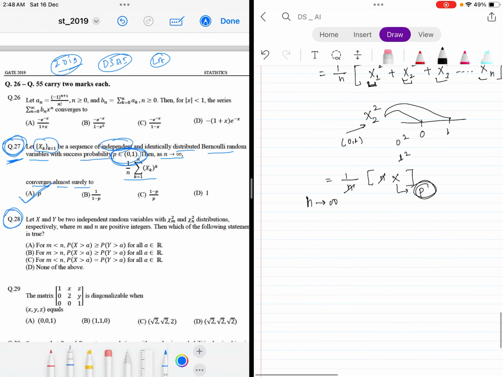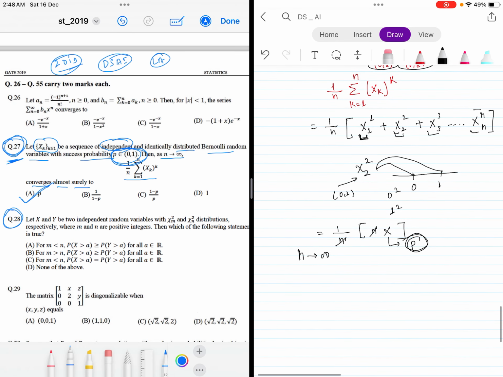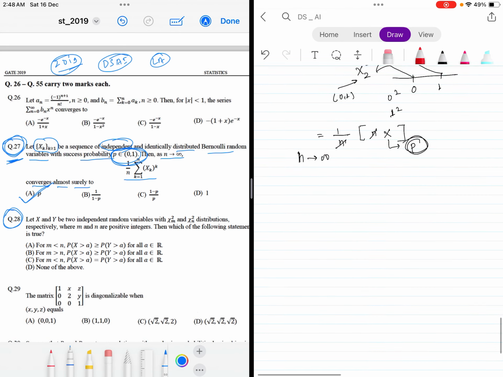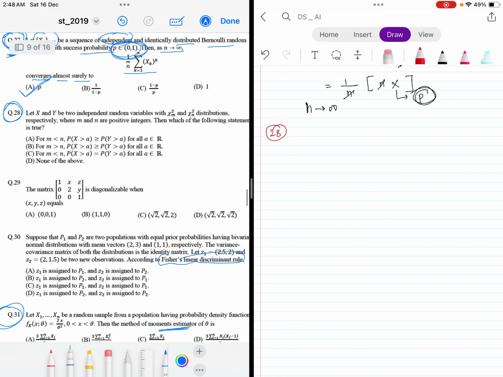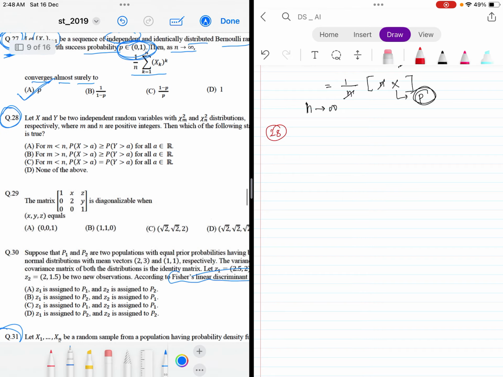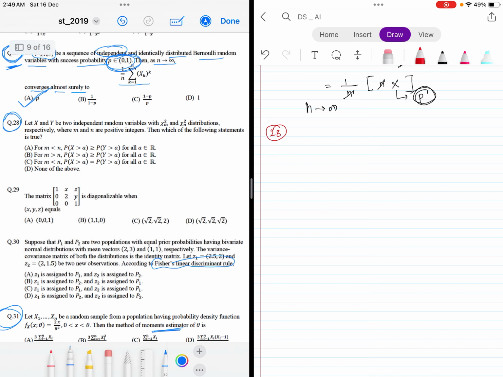Okay, now next we'll move to the next question, that is question number 28. I hope this question is visible to you. Also you can directly download the paper from the website and refer to the question number, right?